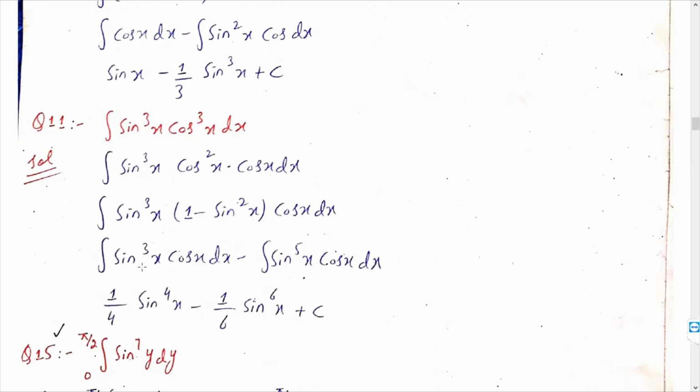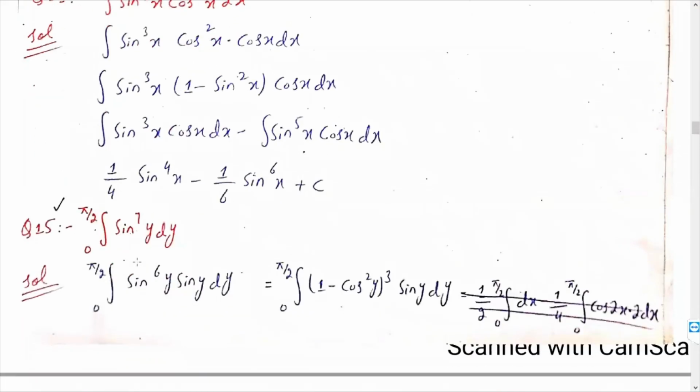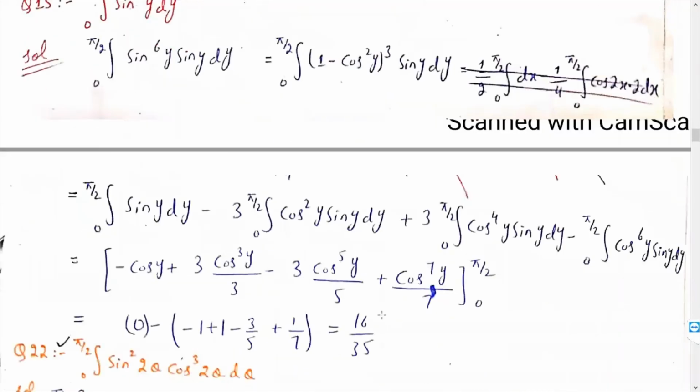Now increase the power of the function by 1, so I get sine 4x by 4, and here I get sine 6x by 6, because the function's derivative is in front of the function, so I can increase the power by 1 divided by that particular power. It is also the same for sine 7x. We can write sine 7x into sine 6x into sine x. Sine 6x can be written as 1 minus cos square whole cube, and we can solve it.